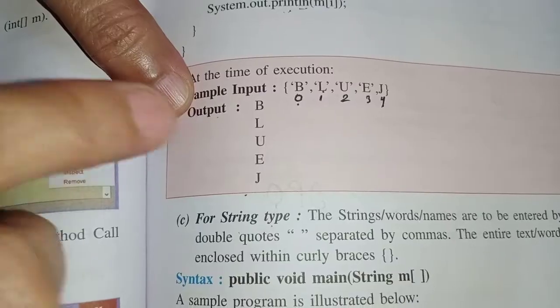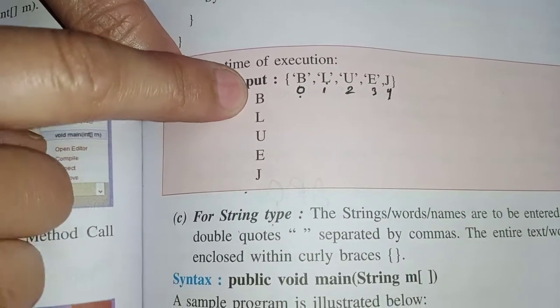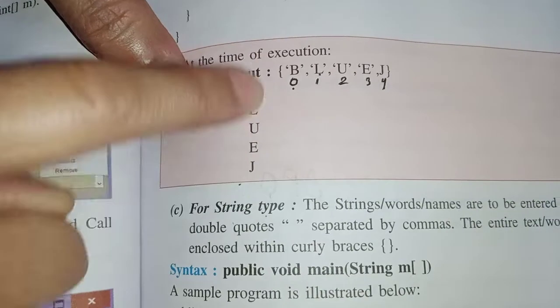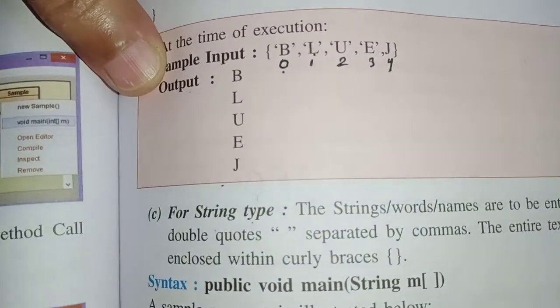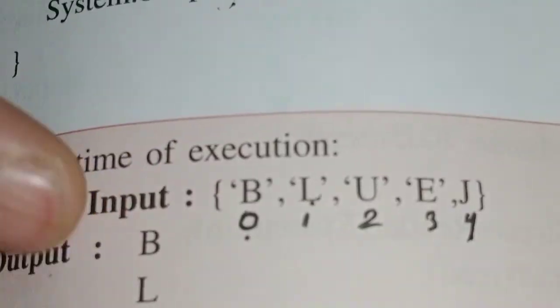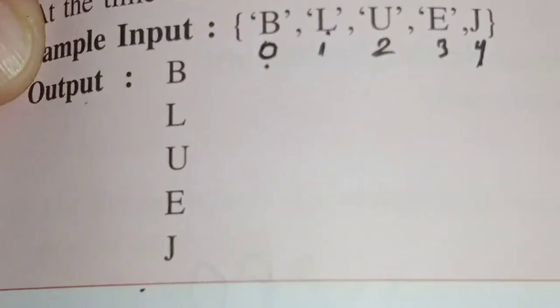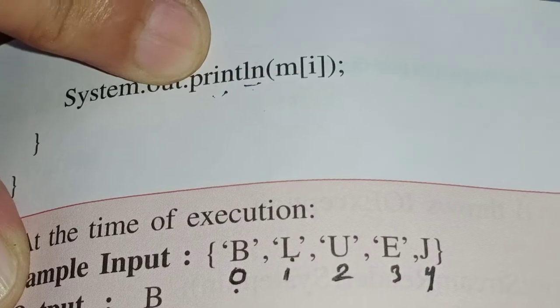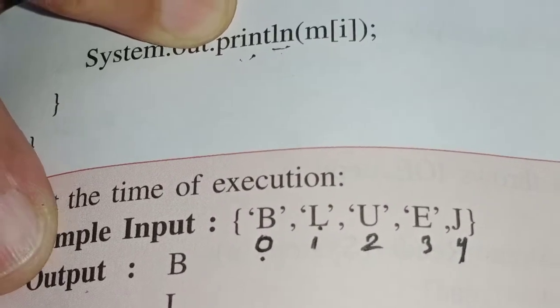If you want to display them in column form, then use println here. If you want to show them in row form, then use only print here. Did you get it? I think you understood.